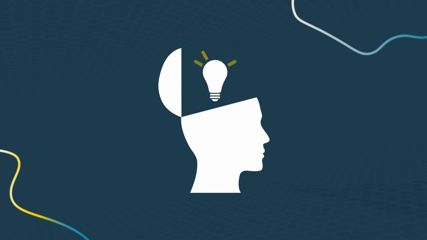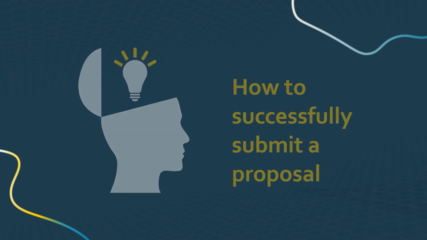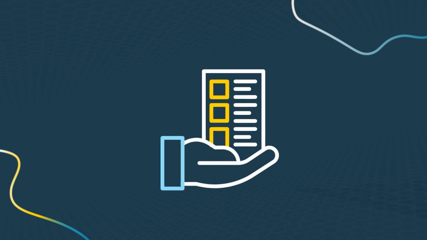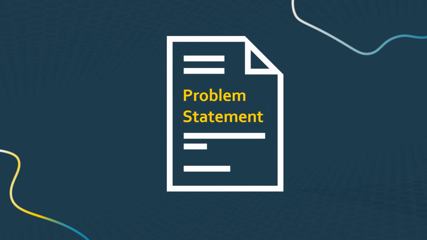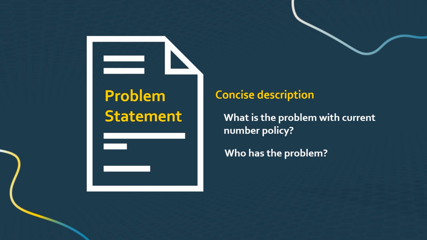Have an idea? Let's talk about how to successfully submit a proposal. A clear proposal starts by including all elements listed in the template, but there is more to it. When providing a problem statement, you should include a concise description of the issues that need to be addressed. For example, what is the problem with current number policy? Who has the problem? When and where is it a problem? Because the policy manual is for everyone in the ARIN region, you should avoid calling out specific people or organizations.